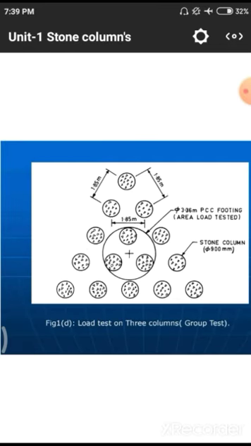The minimum diameter of the stone column here is 900 mm, that means 90 centimeters, nearly 3 feet. Load area is a 3.36 PCC footing. Load test on 3 columns, a group test. That means the center one is associated with 3 columns, with these 15 columns surrounding, and on those 3 columns we need to do these tests.